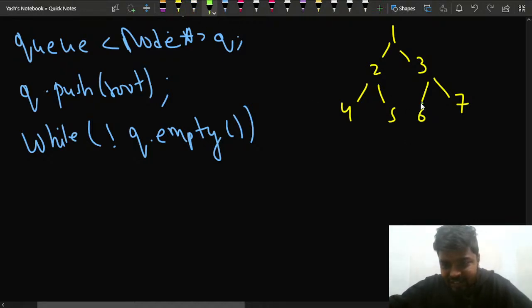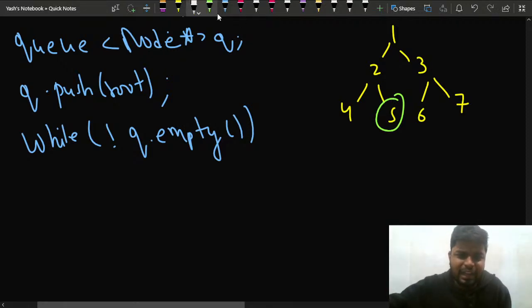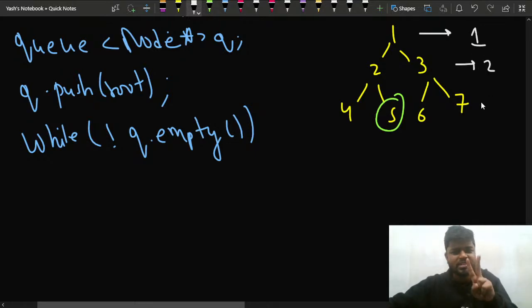If I was given, let's say, node 5 only, then I have to first of all reach these nodes. How many nodes are there on this particular level? Can I say that there is only one node on this level? How many nodes are there on this level? 2 nodes. How many nodes are on this level? 4 nodes are there on this level, right?